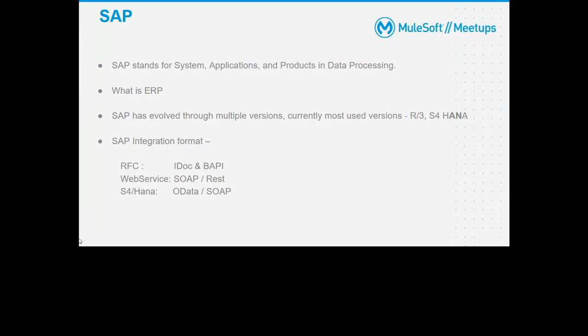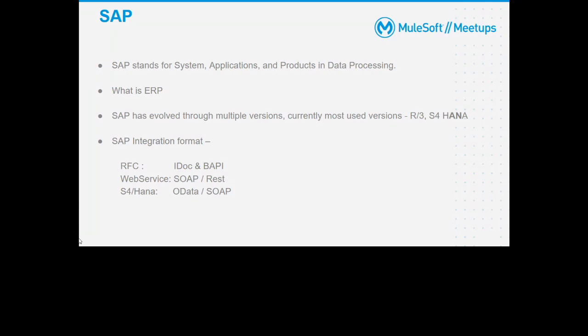S4 HANA is the fourth generation of SAP Business Suite, which comes along with its cloud-based solution capabilities, and is uniquely distinguished today by using an in-memory database solution. Here, HANA stands for High Performance Analytic Appliance.